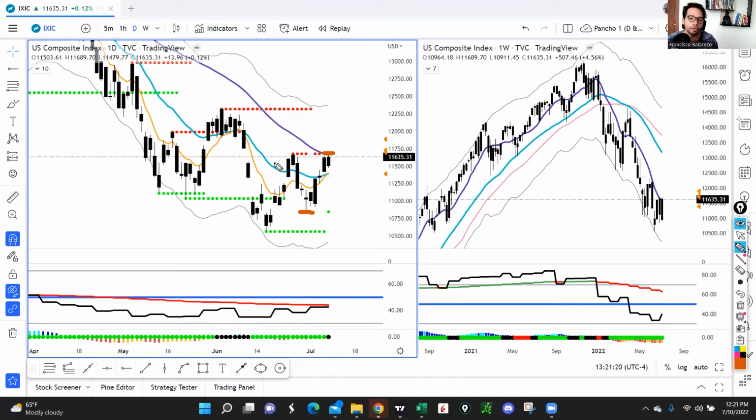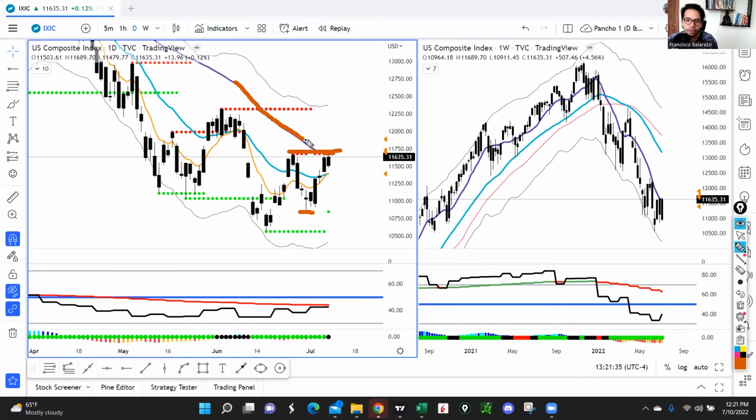Now, what will be the confirmation? The confirmation will be a breakout above this level, and we can see that this level is somewhere around 11,650. So you can use that level as a breakout level.